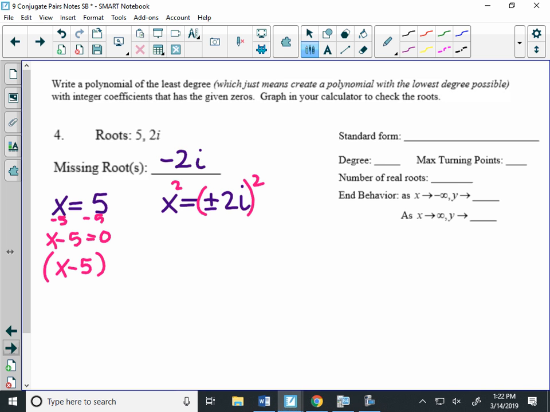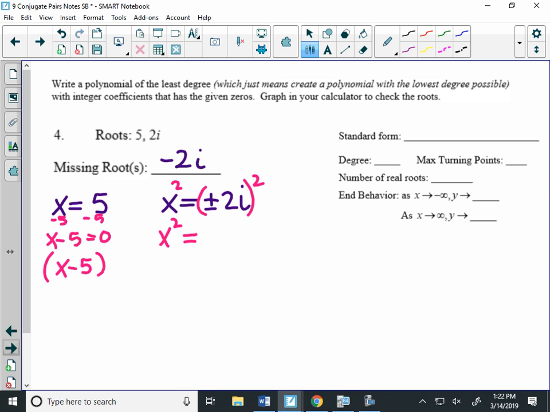I know there's a plus or minus there. What's positive 2 squared? 4. What's negative 2 squared? 4. So it doesn't matter if I have a positive or a negative. I'm going to get 4 either way. So that's why I'm allowed to just square with the plus or minus there.